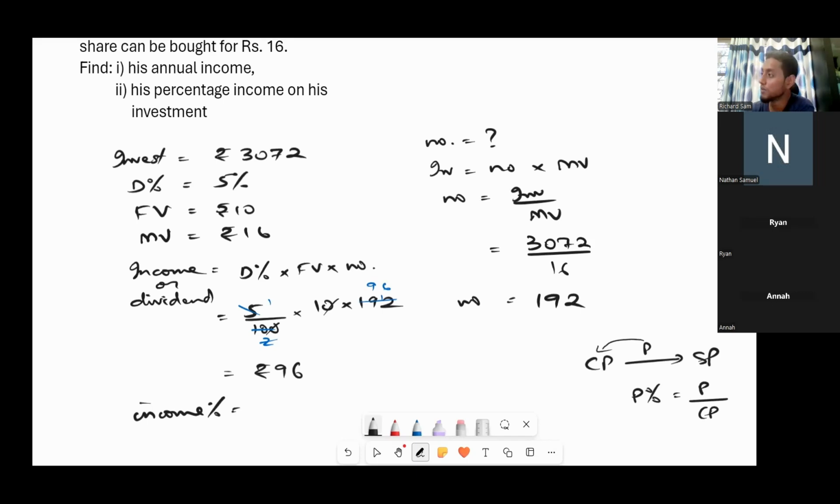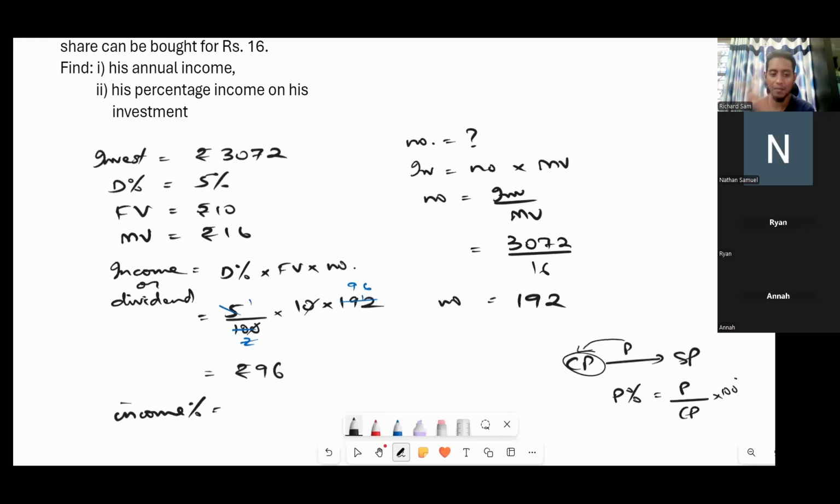Suppose I say I got 5% profit. It means 5% of CP. Okay. So profit is always calculated on the CP. That's why profit upon CP. And then into 100 by making it into percentage. In the same way, what will be the formula for income percent? Yes, numerator will be income. Income upon what? Upon his investment. Because he is getting 96 rupees out of the 3,072 that he invested.